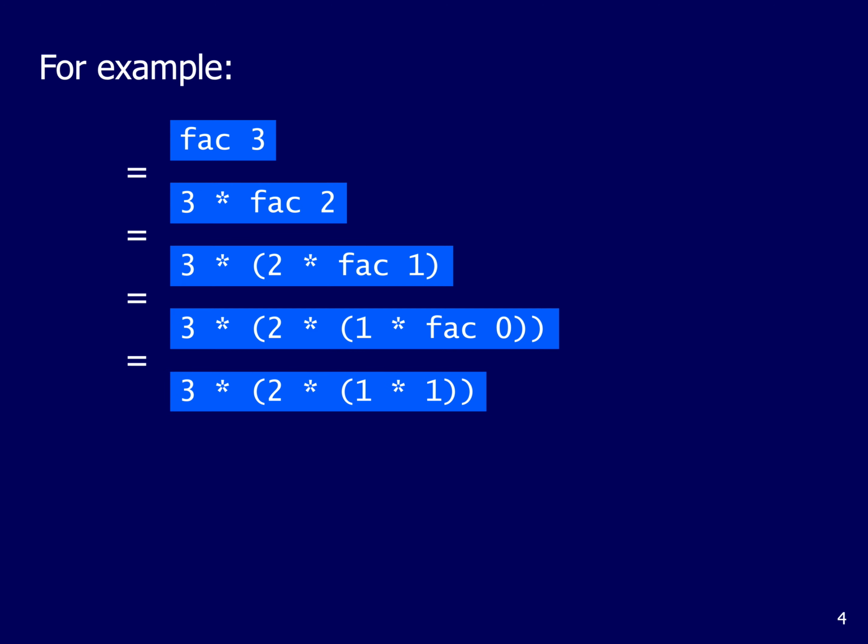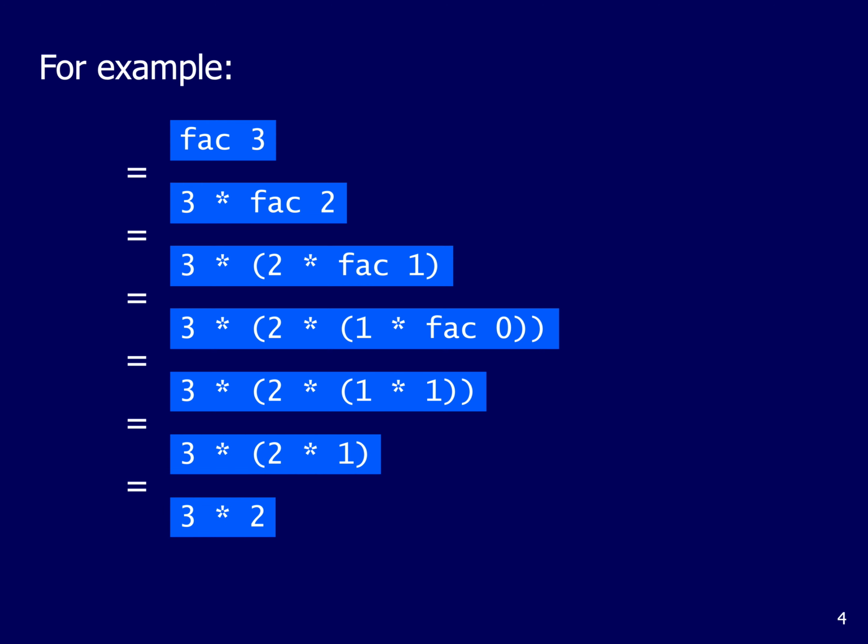And now we can start to do the multiplies. We do the innermost one first: 1 times 1 is 1. Then 2 times 1 is 2. And finally, 3 times 2 is 6. So this is turning the handle with this definition, just applying the factorial function until we get down to the base case, and then we can start to do the multiplications.